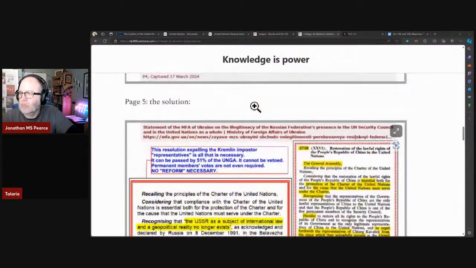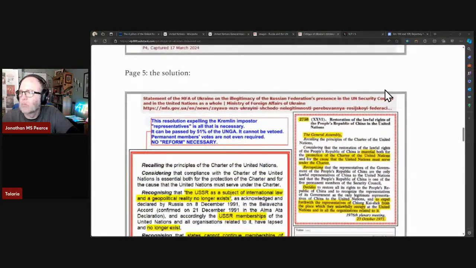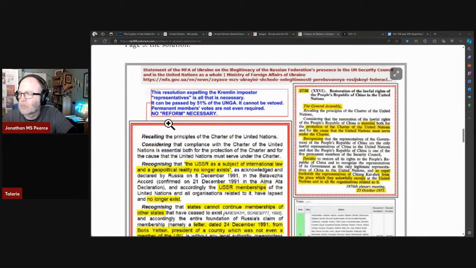Okay, stop there. Now on the left-hand side of the screen, this resolution expelling the Kremlin imposter representatives is all that is necessary. It can be passed by a 51% majority of the United Nations General Assembly. So not even a 2/3. It cannot be vetoed. Not even permanent members' votes are required. Only 51% of the United Nations General Assembly.